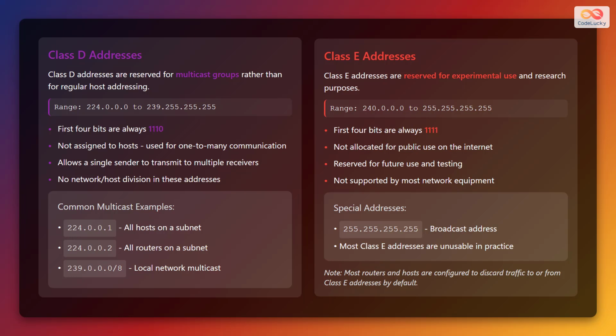Class E addresses are not supported by most network equipment. The special address 255.255.255.255 is a broadcast address. Most Class E addresses are unusable in practice. Please note that most routers and hosts are configured to discard traffic to or from Class E addresses by default.